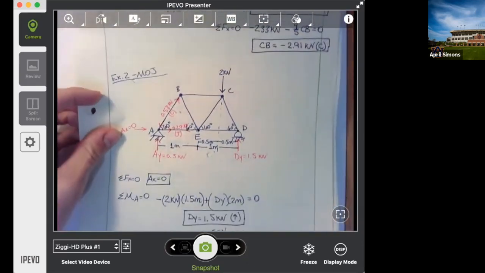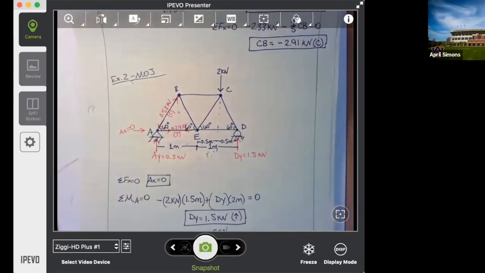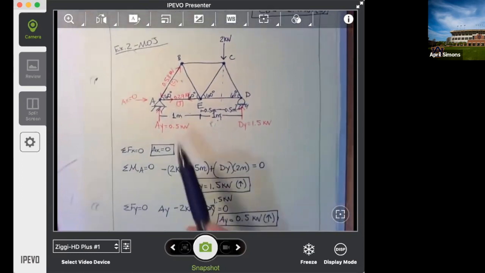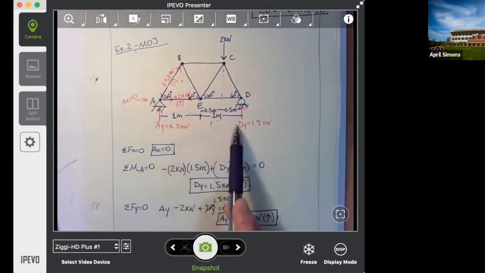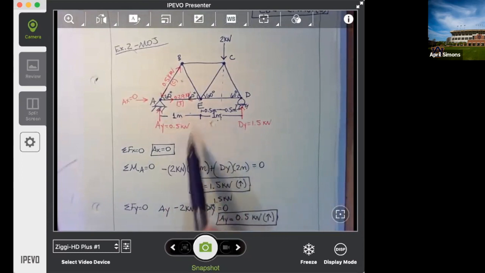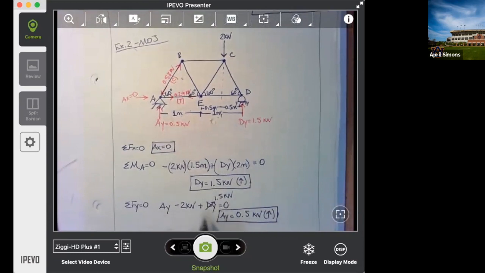Okay, so here we started this problem by drawing our support reactions at A and D. We took moments about the pin at A to solve for Dy, and summed forces in the y direction to solve for Ay. And the sum of the forces in the x is 0. There are no applied forces in the x, so Ax was equal to 0.